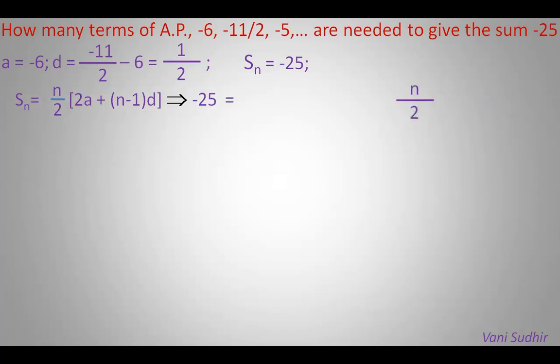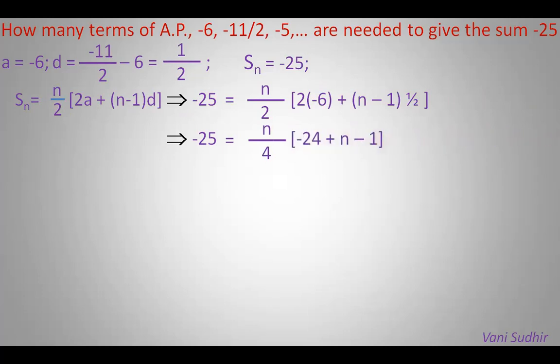N we do not know, we have to write it as it is. A value we know, minus 6, you substitute. D value you know, half, you substitute. Minus 25, you can take half common. If you take half common, n by 4 we will get. 2 times minus 6 is minus 12. Again we have to multiply with 2, so minus 24 we will get. Half went away, so n minus 1 will be left over.